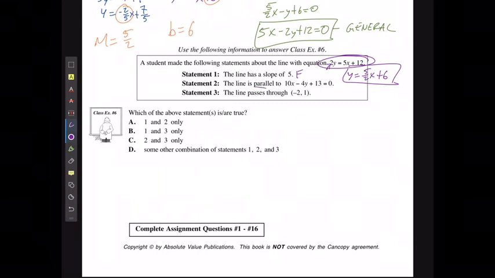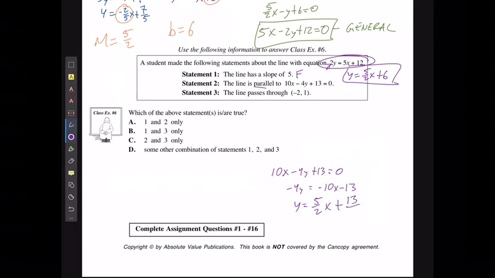It says it is parallel to 10x minus 4y plus 13. Well, let's take that 10x minus 4y plus 13, and we're going to isolate y. Negative 4y is equal to negative 10x minus 13, or y is equal to, when I divide everything by -4, negative 10 divided by -4 is the same as 5 over 2 x plus 13 over 4. Here's my slope. It matches the slope of the original one. Because the slopes are the same, it is parallel, and that is true.